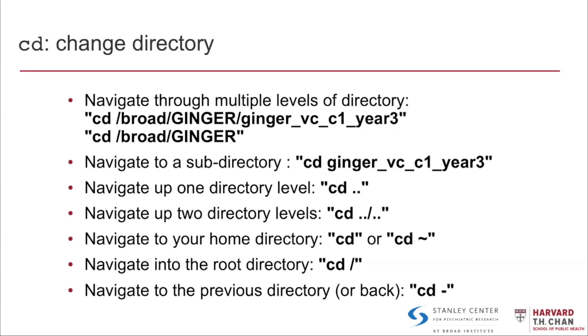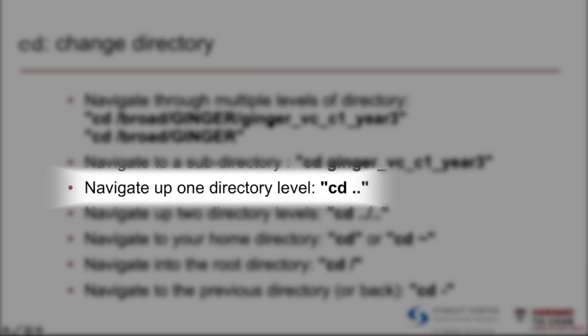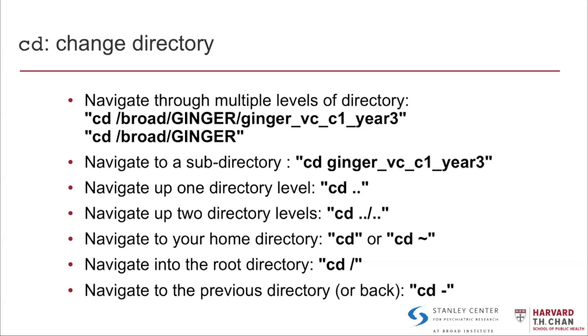So now let's say you are in the Ginger directory and you want to go back to the broad directory. Then to navigate up one directory level, you just need to type cd .. So cd .. means you want to change directory to go to the parent directory. You can also use these two dots 2 times if you need to go 2 directory levels up. And so in that case, you need to type cd ../..